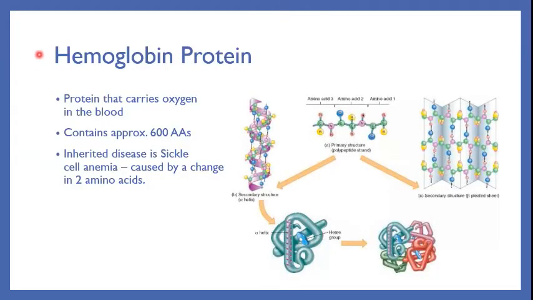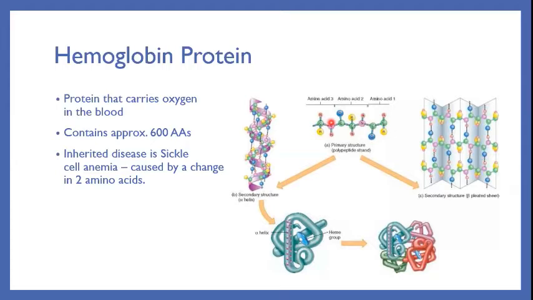How about we see this in action with the hemoglobin protein? This is a protein that carries oxygen in the blood. It contains approximately 600 amino acids. The primary structure is just that simple chain of amino acids. Amino acid 1, 2, 3, 4, 5, 6, 7, 8, all the way up to 600. Now, the order of those amino acids is specific to the hemoglobin protein. You will only see that specific order for this protein.